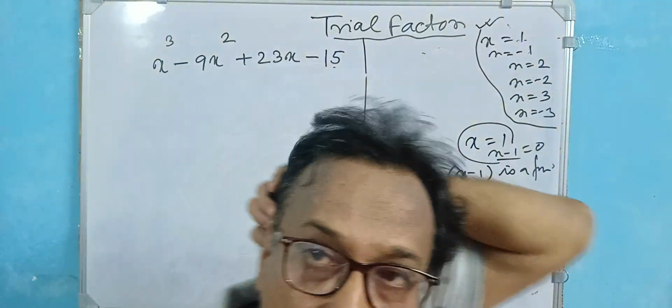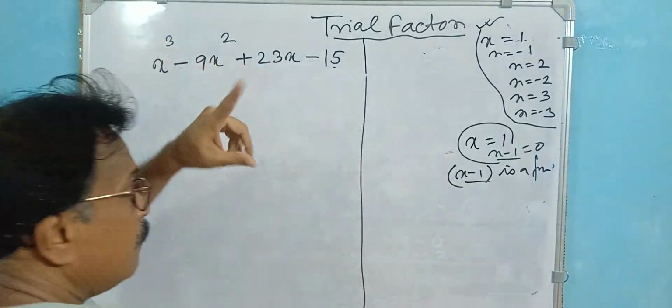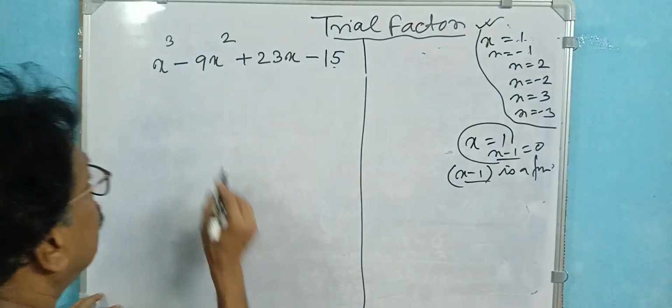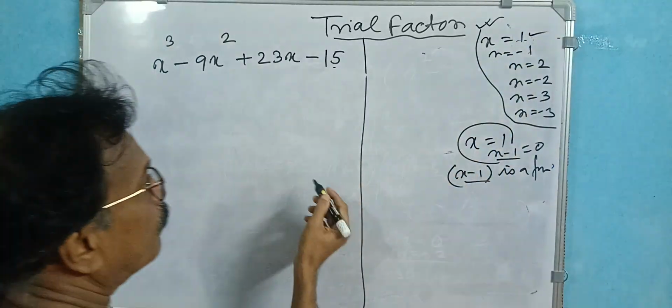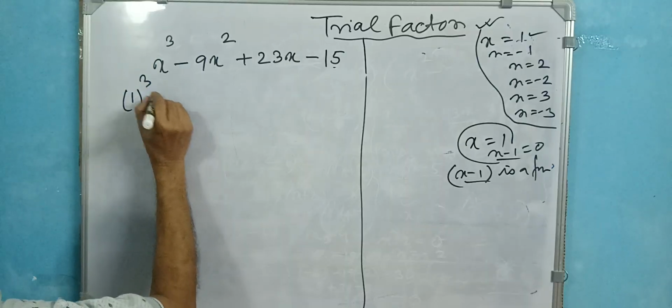This is actually called the trial factor. The very important thing is this: put the value, and the calculation must be done very carefully. So I take x is equal to 1. First is okay. So x is 1, so x cube minus.